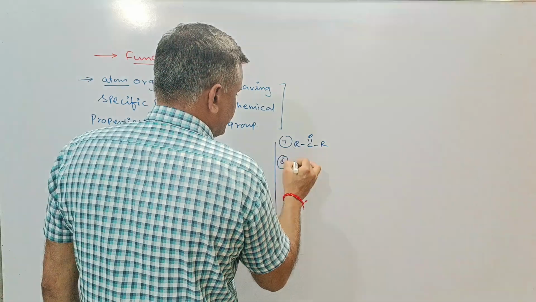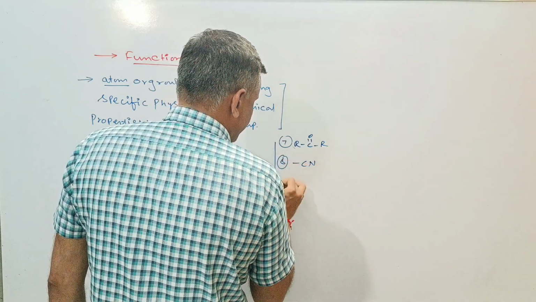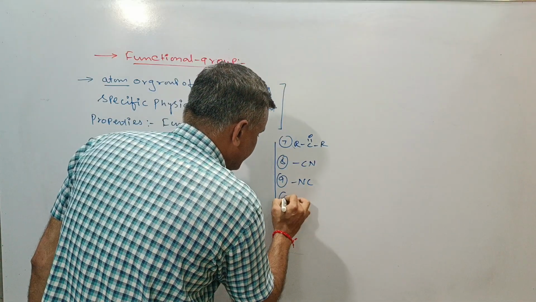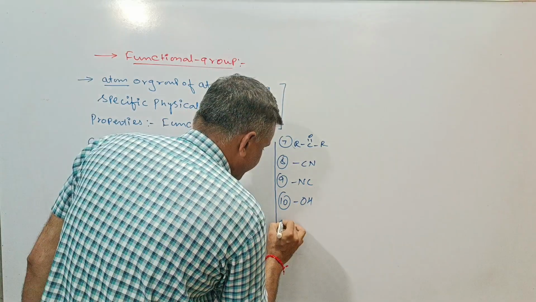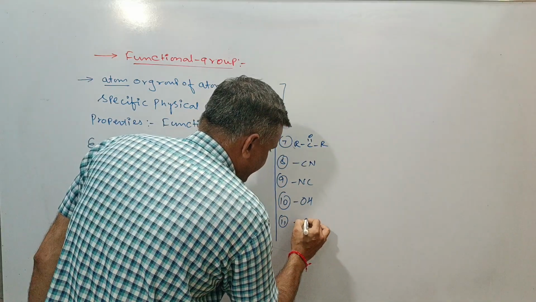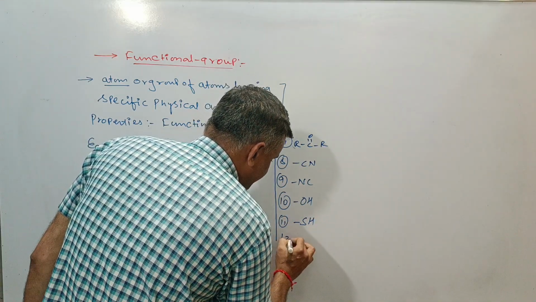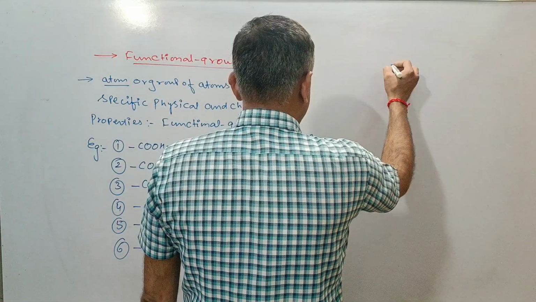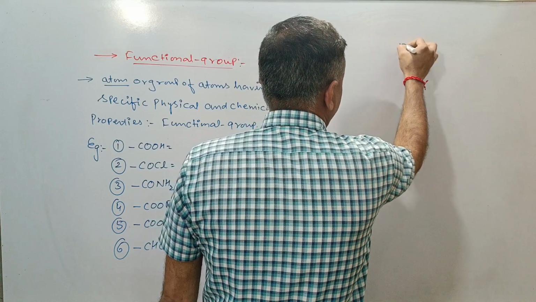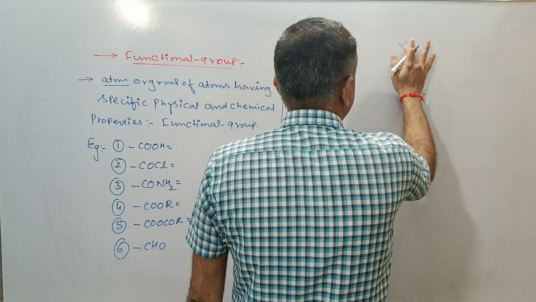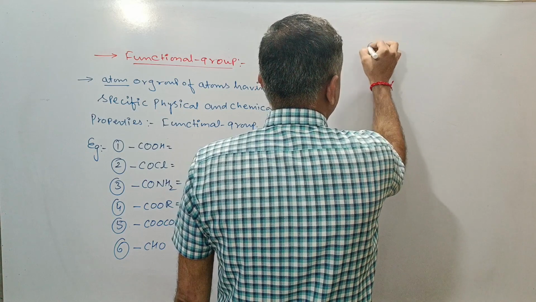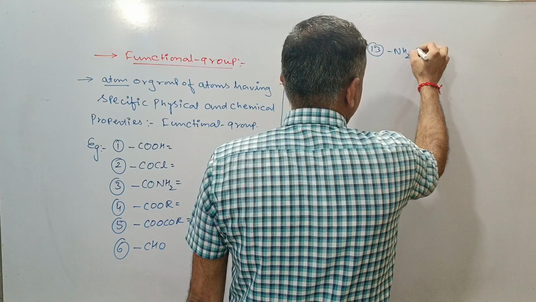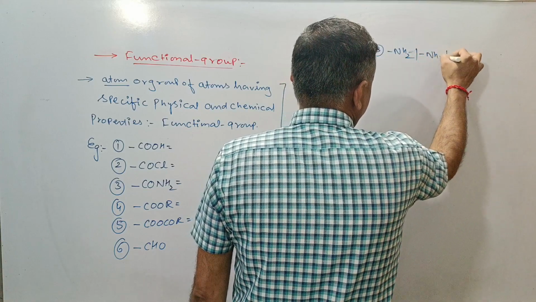The eighth functional group is CN. The ninth functional group is NC. The 10th functional group is OH. The 11th functional group is SH. The 12th functional group is SO3H. And if we go further, the 13th, which is a very important functional group, is NH2, and NH and N also.